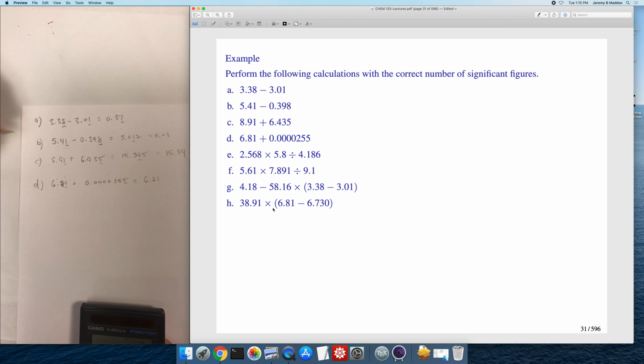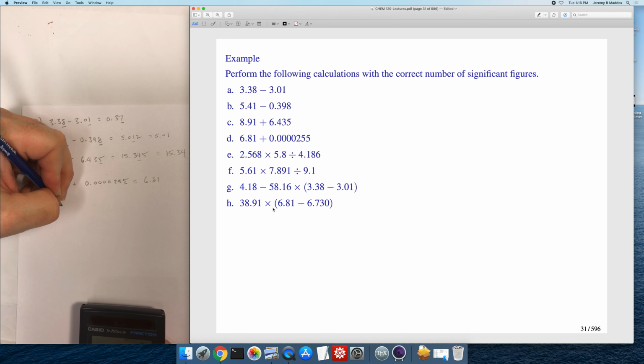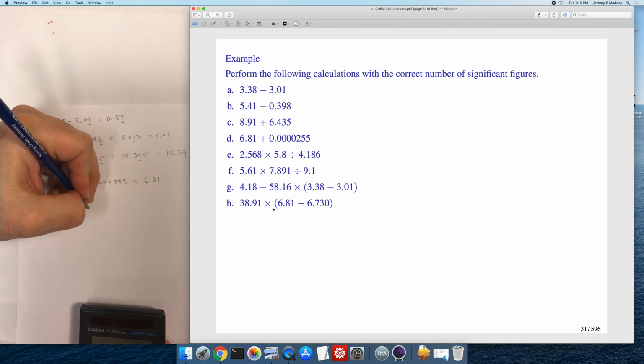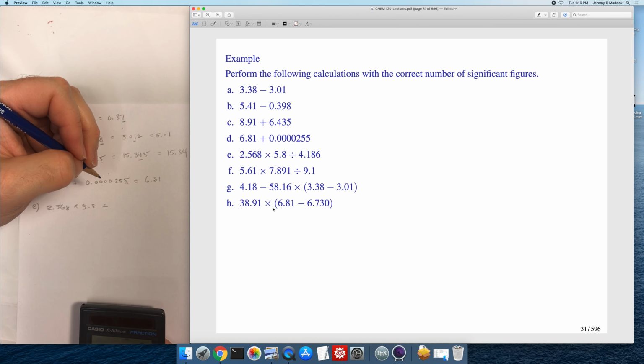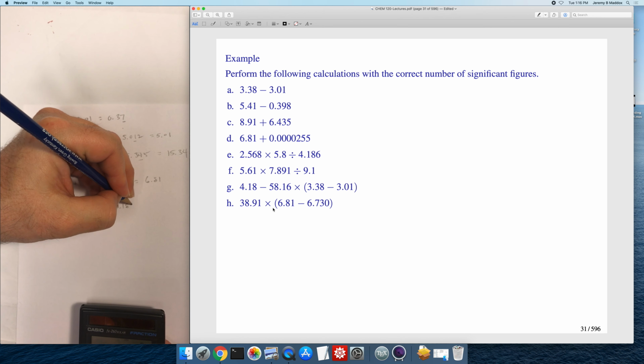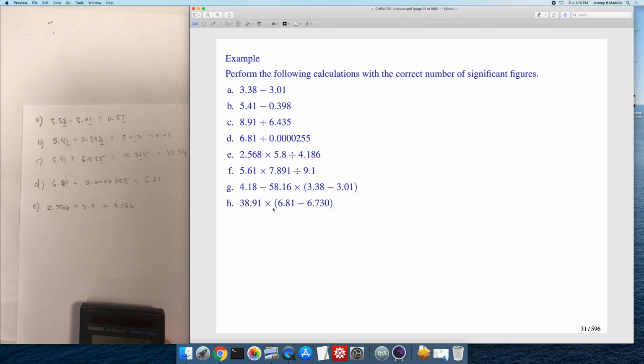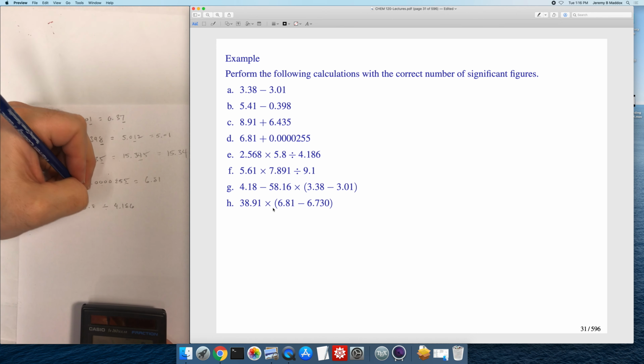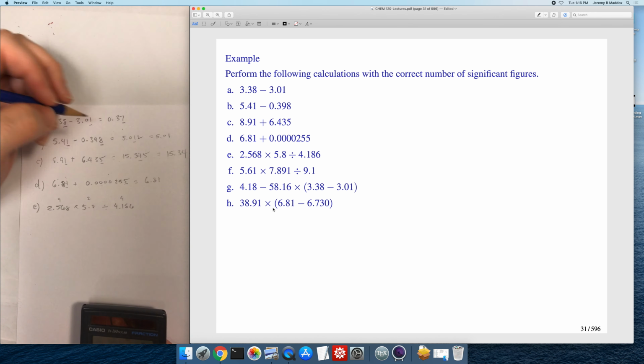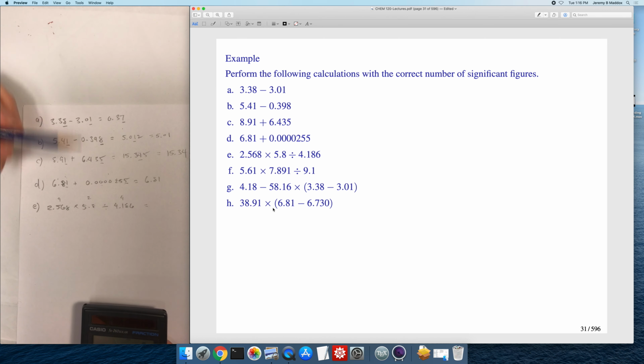Next, we're doing multiplication and division. Okay, so let me copy the problem down here. 2.568 times 5.8 divided by 4.186. Here, we're doing multiplication, and it's a different rule. So instead of looking at decimal places, we look at the number of sig figs. And this number has 4 sig figs, this one has 2, this one has 4. The rule is that the product, or whatever the division is, should have the same number of sig figs as the number with the fewest sig figs in the input.